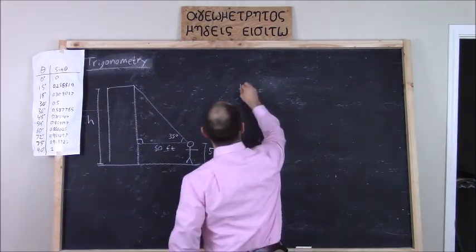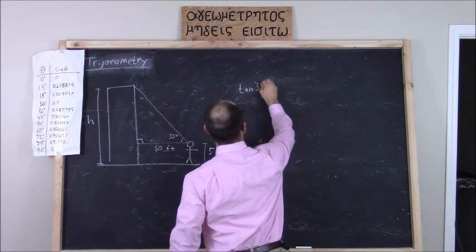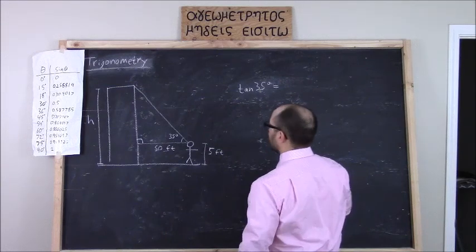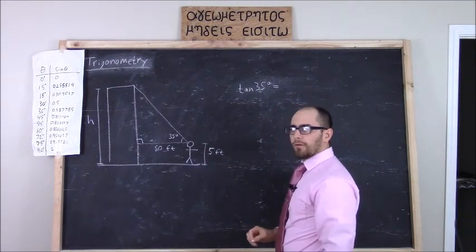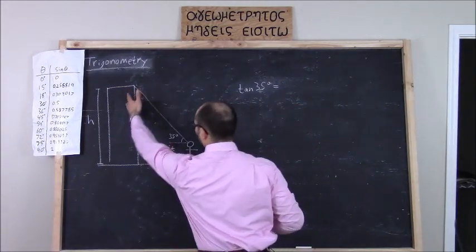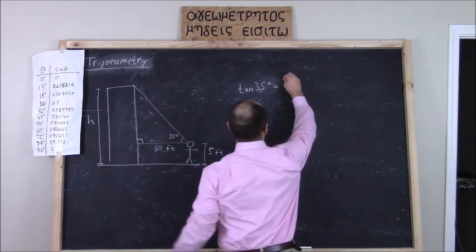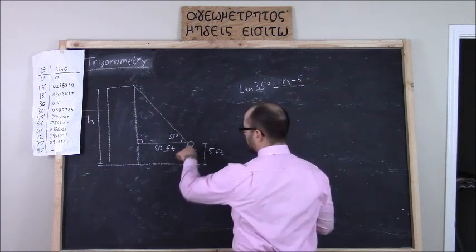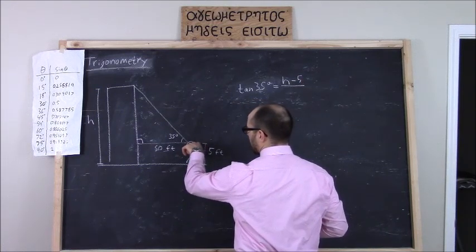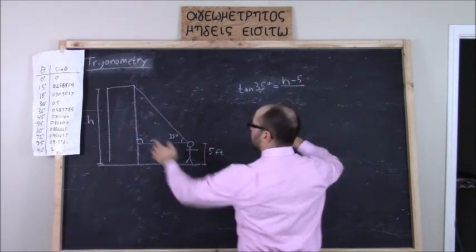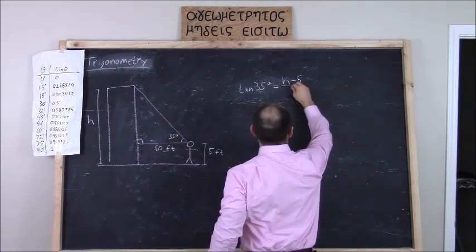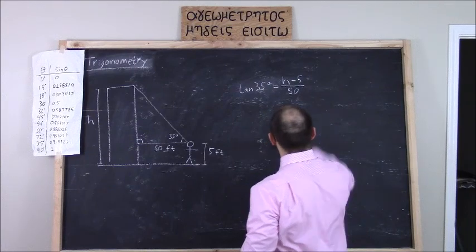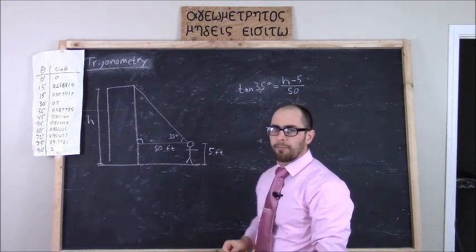So we have tangent of 35 degrees. That's my angle theta. Now, tangent is opposite over adjacent. The opposite side is this h. Don't forget to subtract 5 because we're looking at it 5 feet above the ground. Adjacent is 50 feet. Okay, so we have this ratio set up.